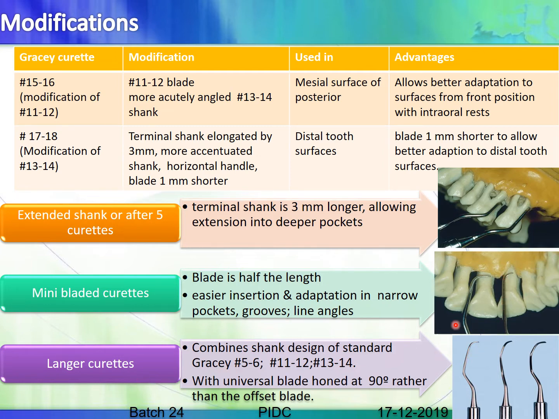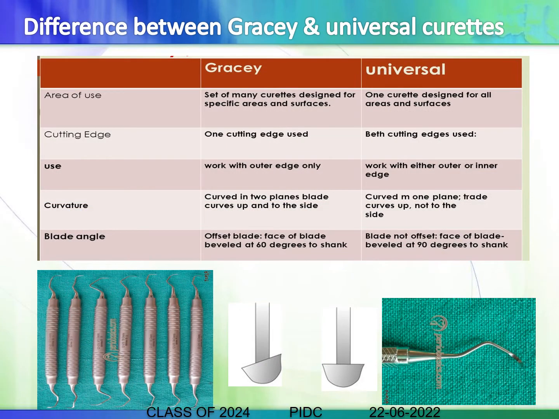The Langer curettes combine the shank design of the Gracey curettes with the blade angulation of 90 degrees rather than the offset angulation. So they are considered to be a marriage between the Gracey and the universal curettes.